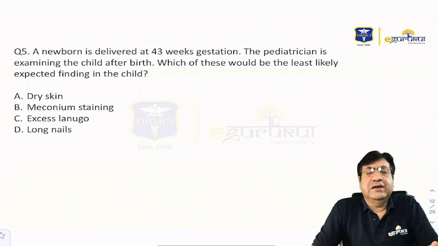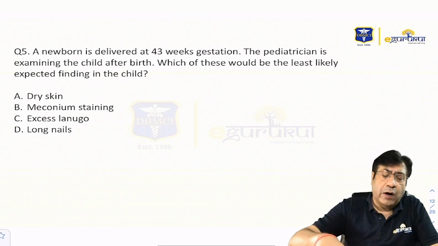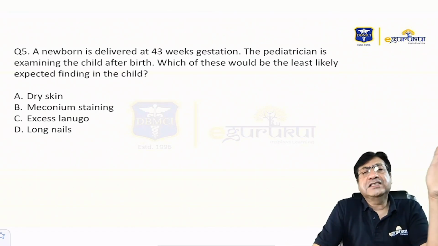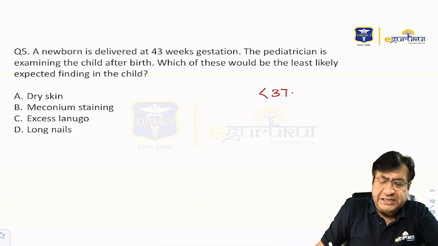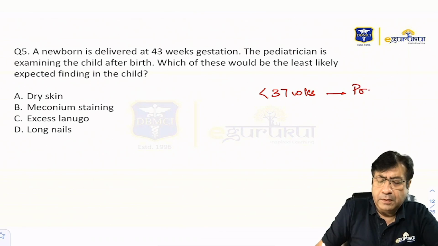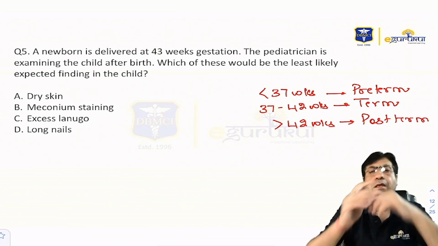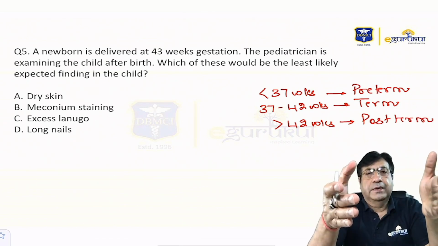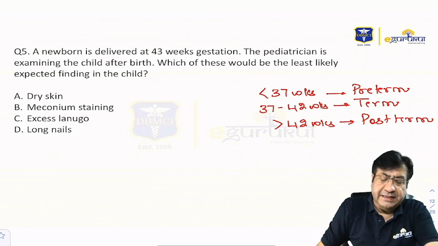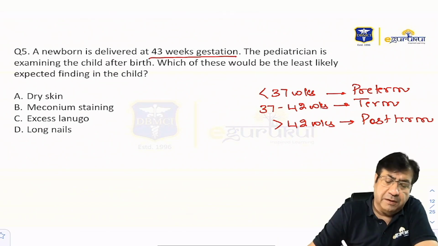Question number 5 is asking you about the manifestations or presentation of a child who is born after 42 weeks. Now, in my classes, I've discussed that a child who is born earlier than 37 weeks of gestation is called a preterm child. A child who is born between 37 to 42 weeks of gestation is called a term child. But any child who is born after 42 weeks of gestation will be called a postterm child. So our patient, the newborn, has been delivered at 43 weeks of gestation, so this automatically becomes a postterm child.